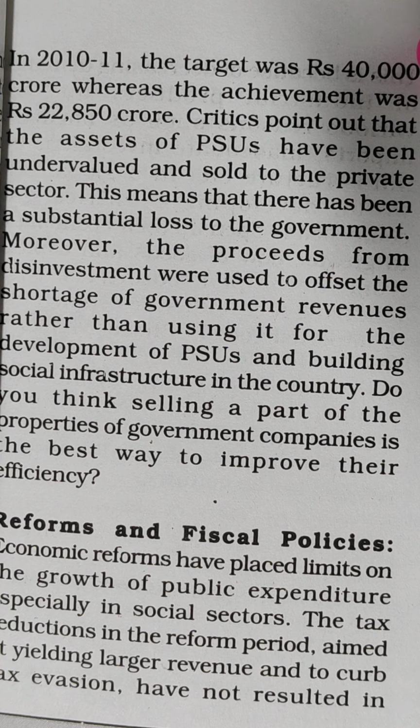22,850 crores. Critics point out that the assets of PSUs have been undervalued and sold to the private sector. This means that there has been a substantial loss to the government. Moreover, the proceeds from the disinvestment were used to offset the shortage of government revenues rather than using it for the development of PSUs and building social infrastructure in the country. Do you think selling a part of the properties of government companies is the best way to improve their efficiency? Just think about it.